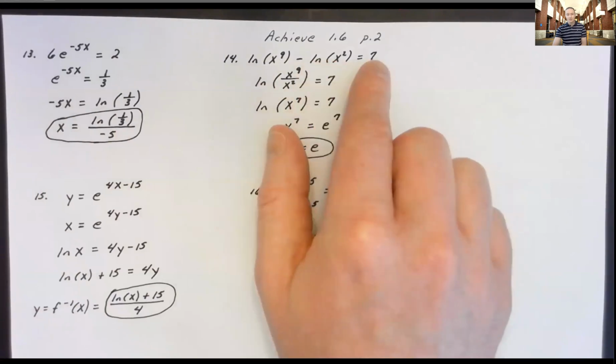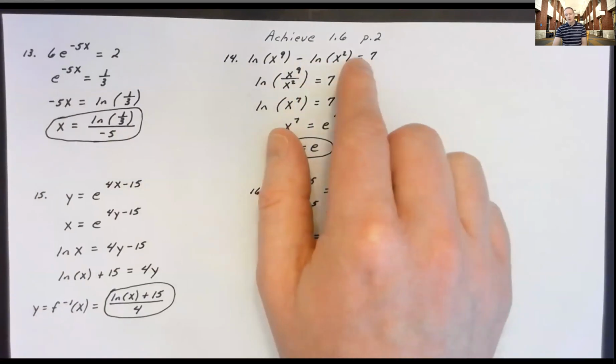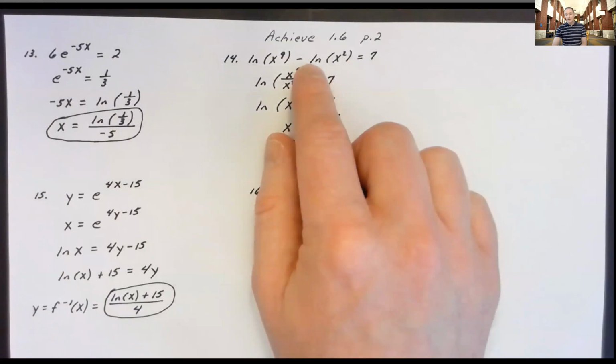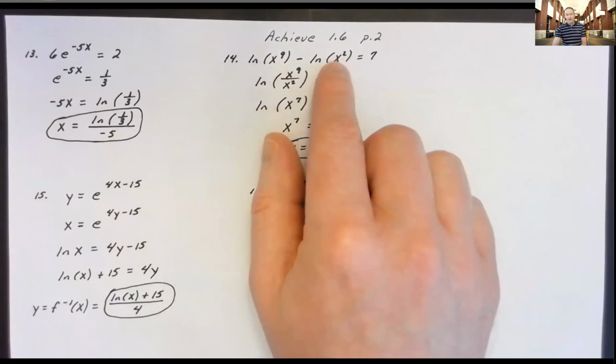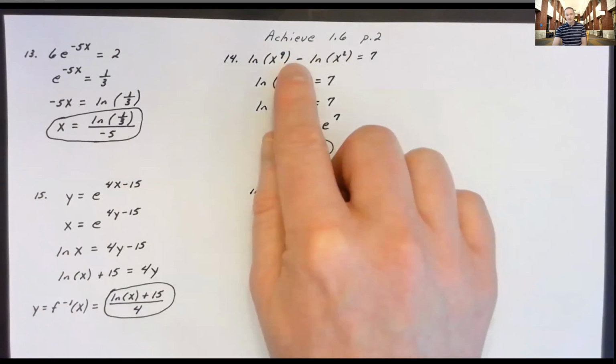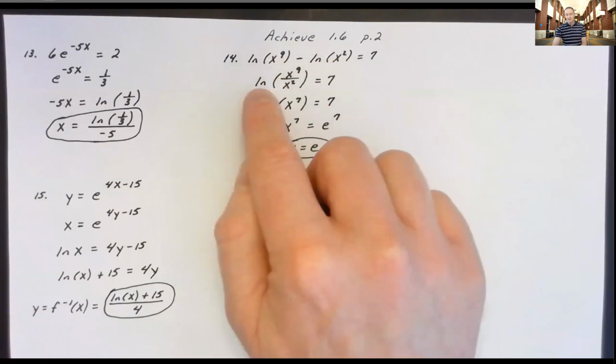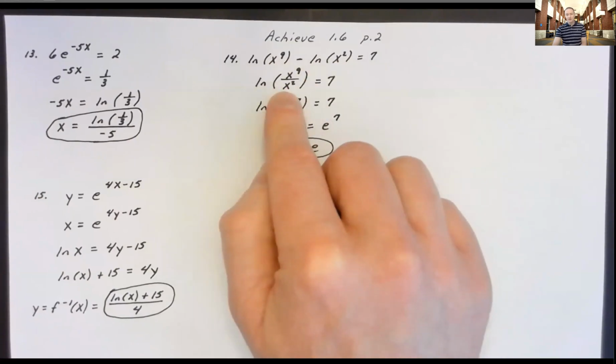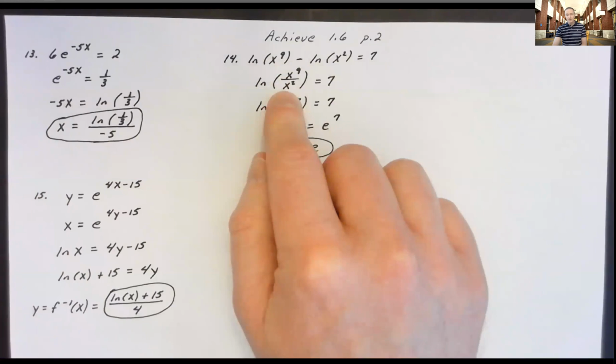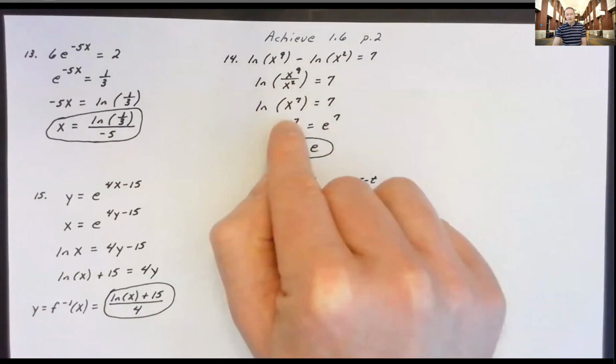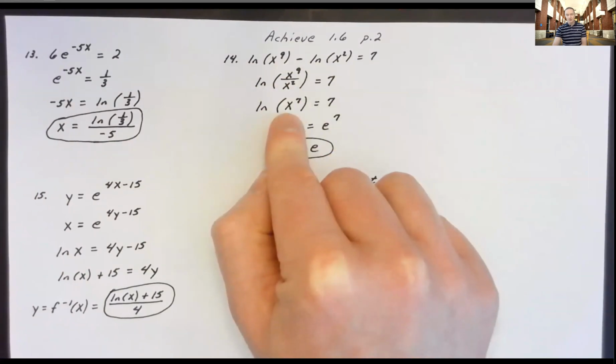For my next one, I get the natural log of x to the 9th minus the natural log of x squared is equal to 7. So back to a logarithmic equation. I know in logarithms I need to condense. Whenever I subtract, I'm going to divide their terms. Any term that's divided goes in the denominator. So this condenses to the natural log of x to the 9th over x squared, which you know you can then simplify and say, well, that's just x to the 7th inside of that natural log.